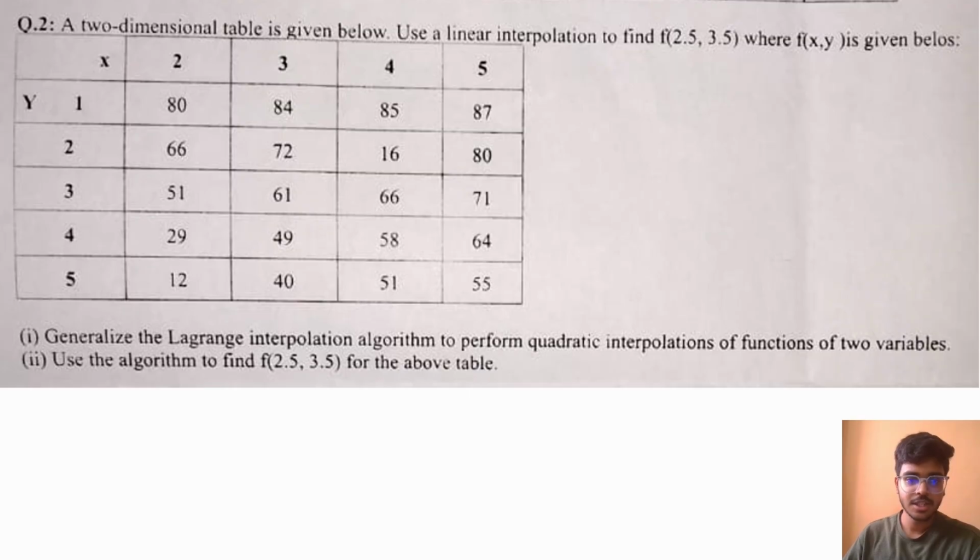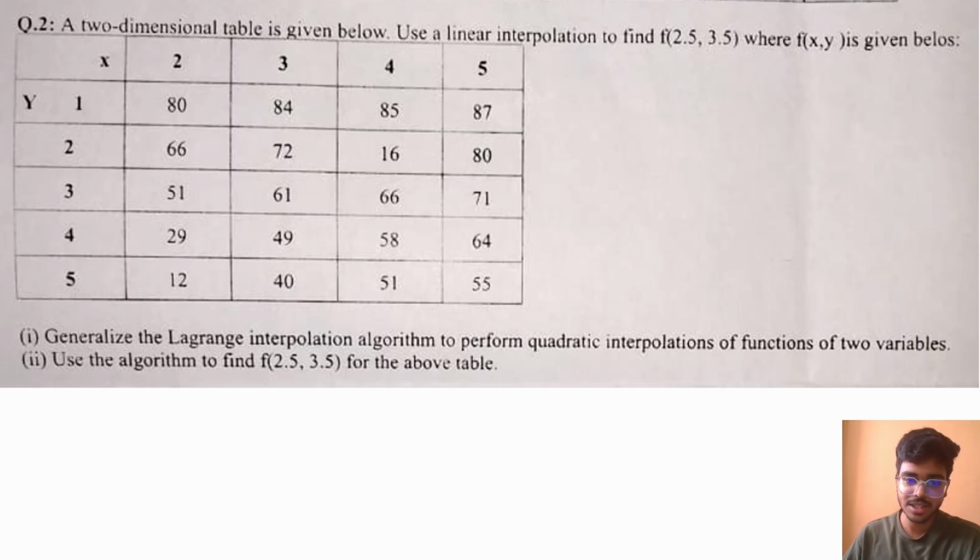Question 2 gives us a two-dimensional table of values of f of x, y, a function of two variables for integer values of x from 2 to 5 and y from 1 to 5. We are asked to find f of 2.5, 3.5, which is a point that does not appear directly in the table.